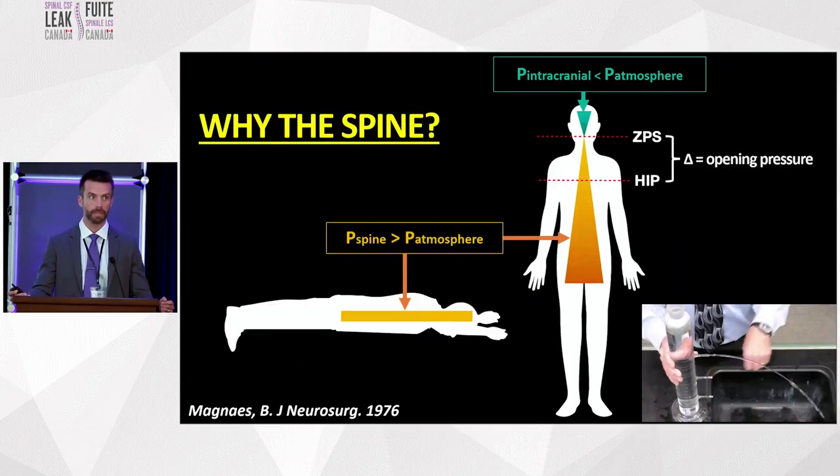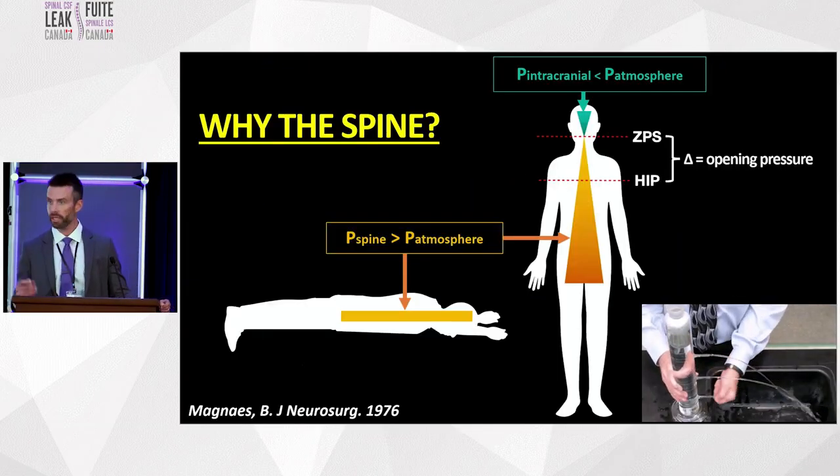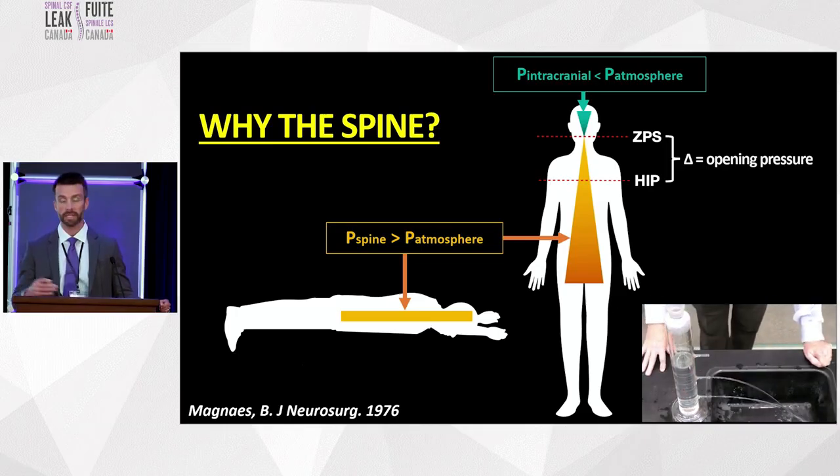So let's touch on MRI of the spine. And we have to remember why the spine. Why are we looking in the spine for a CSF leak? Well, we're doing so because in the upright position, there's a gradient of pressure in the craniospinal compartment.